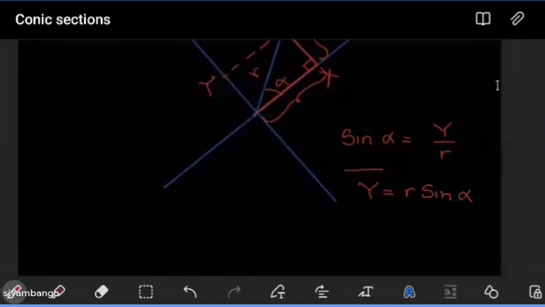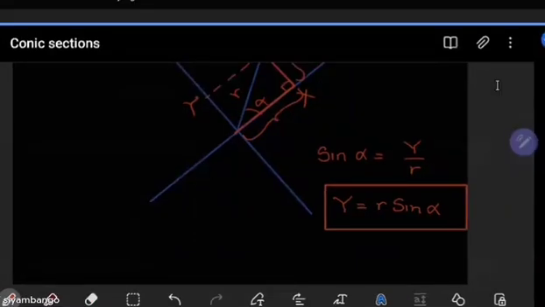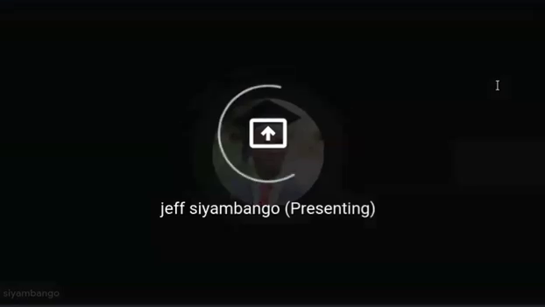So hold on to this, we'll need it later. In the same way, when we use cosine, we know to say cos alpha will be adjacent. The adjacent is X over the hypotenuse, which is still R. When we cross multiply, we see that capital X will be equal to R cos alpha. So we'll hold on to this as well. We will need it. Having done this, we are now done dealing with the rotated axis.